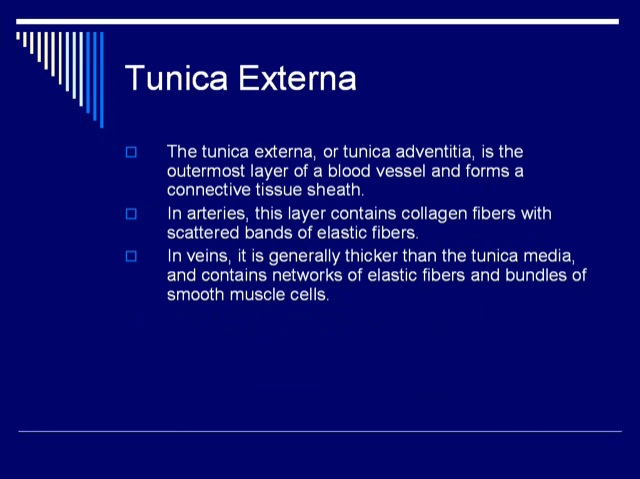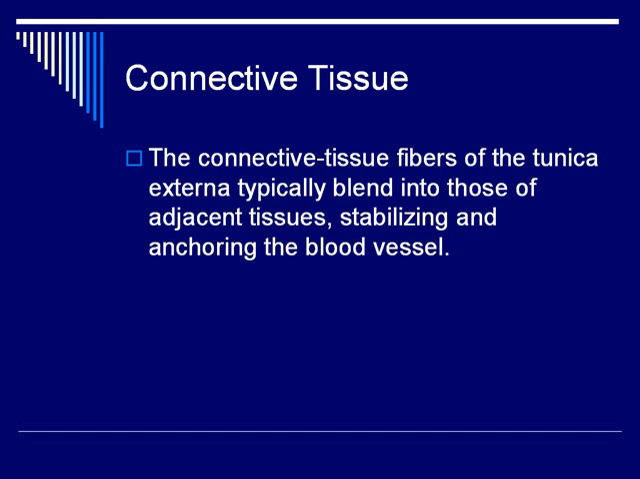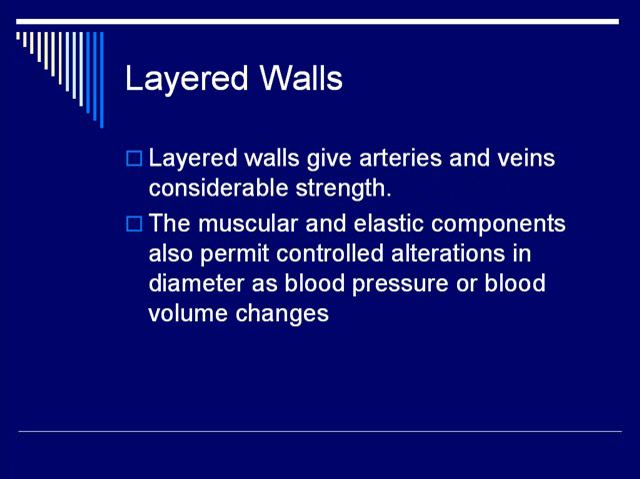Tunica externa, tunica adventitia, is the outermost layer of the blood vessel and forms a connective tissue sheath. In arteries, this layer contains collagen fibers with scattered bands of elastic fibers. In veins, it is generally thicker than the tunica media, contains a network of elastic fibers and bundles of smooth muscle. Connective tissue fibers of the tunica externa typically blend into those in adjacent tissue, and it stabilizes and anchors the blood vessels. The blood vessels can't be free to just kind of flop over everything. There has to be connective tissue that holds them in place for them to be able to function. Layered walls give arteries and veins considerable strength.